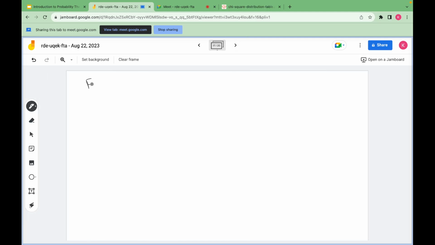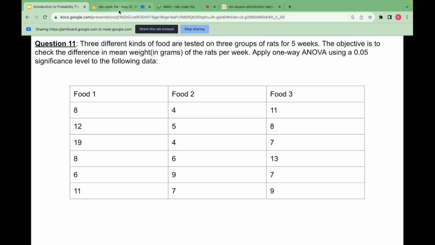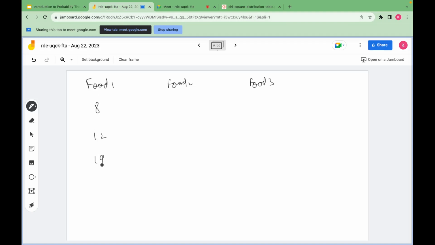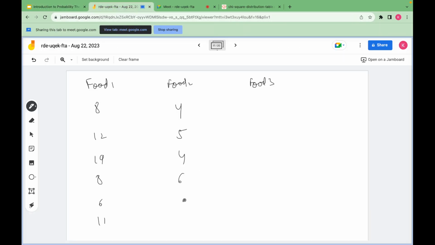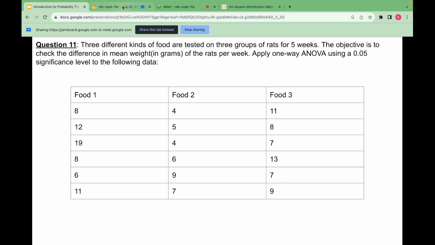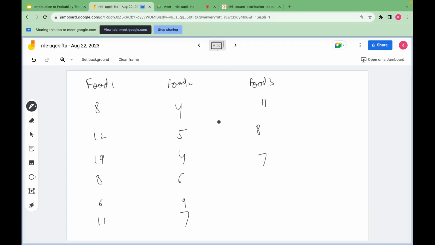So these are food 1, food 2, food 3. For food 1 the values are 8, 12, 19, 8, 6, 11. For food 2 it will be 4, 5, 4, 6, 9, 7. Then 11, 7. Okay, these are the values.